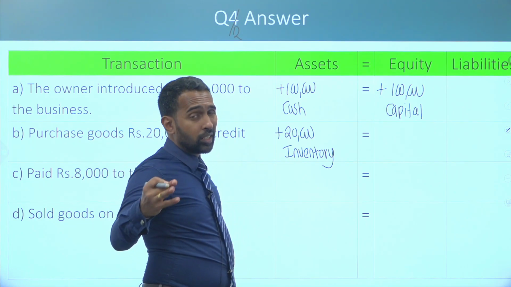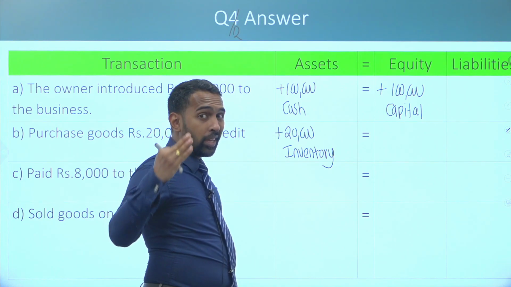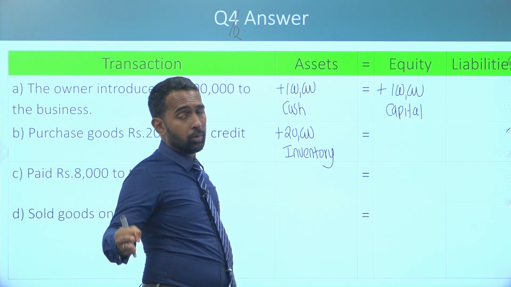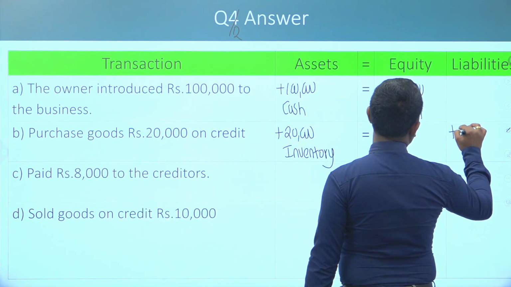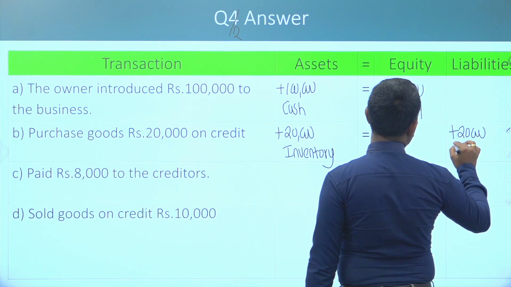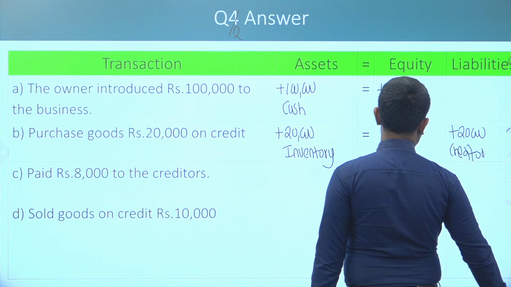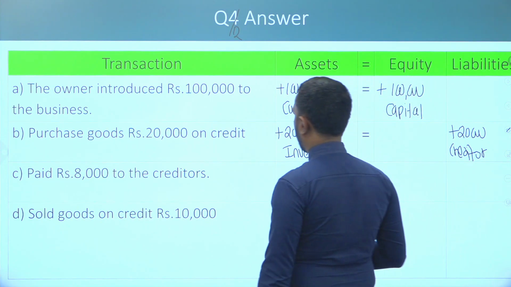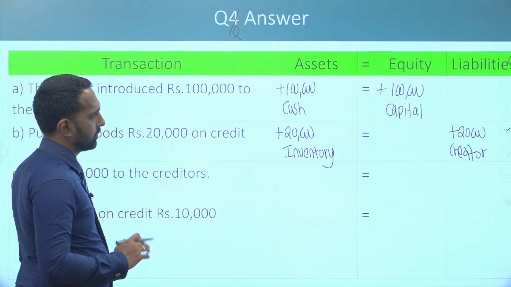A creditor. ඒ මනුස්සයට අපි ගෙවන්න දෙපේ. To that payable I have to pay, no? So a liability will increase 20,000 as the creditor. ඔයා මේකට trade payable කිව්වත් ප්‍රශ්නයක් නැහැ. Creditor. Right? The creditor.